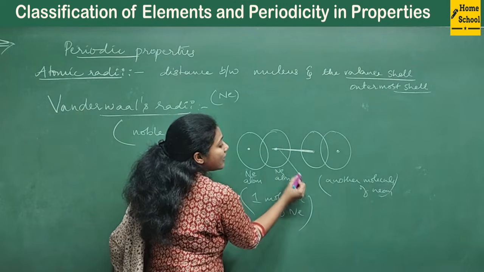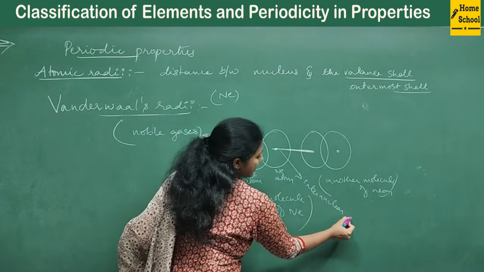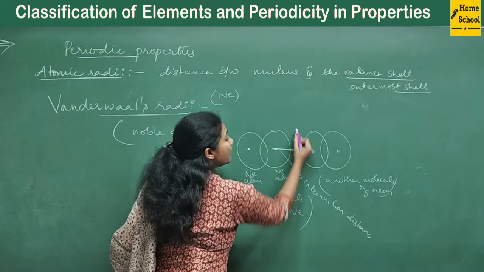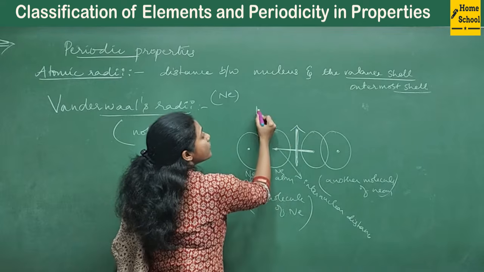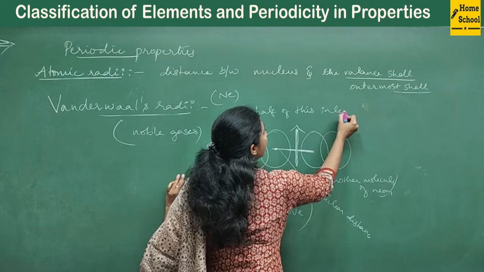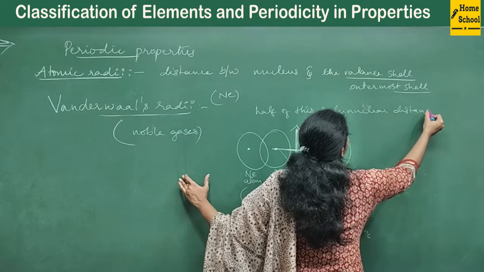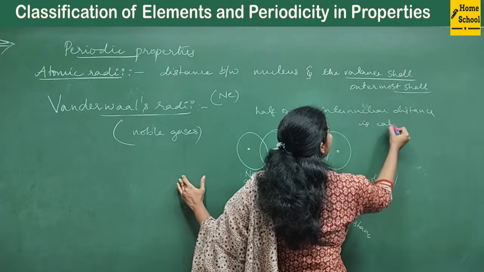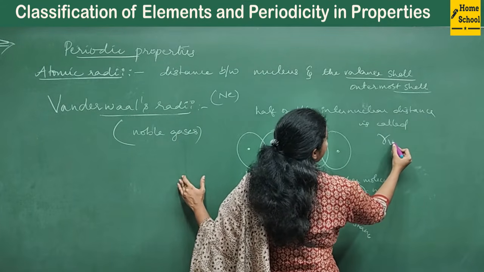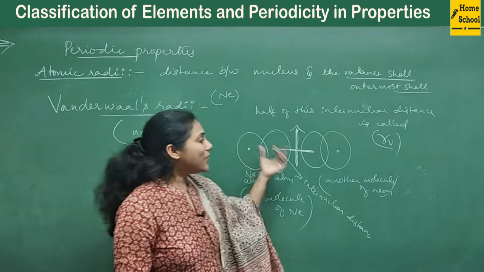Okay, so this is our internuclear distance here. And half of this internuclear distance is called van der Waals radii. I will write RV, van der Waals radii. So you are getting my point, right?